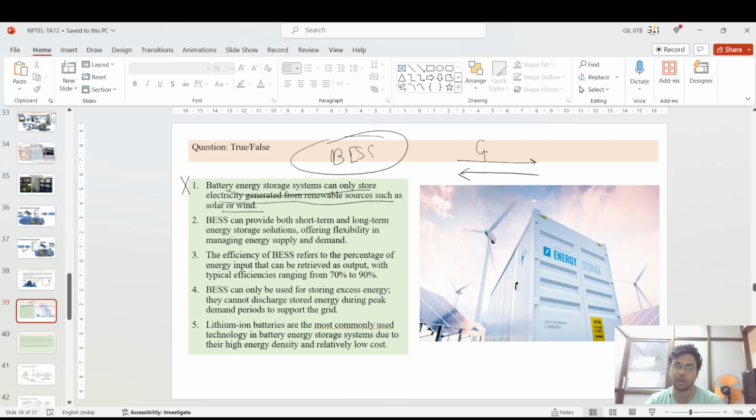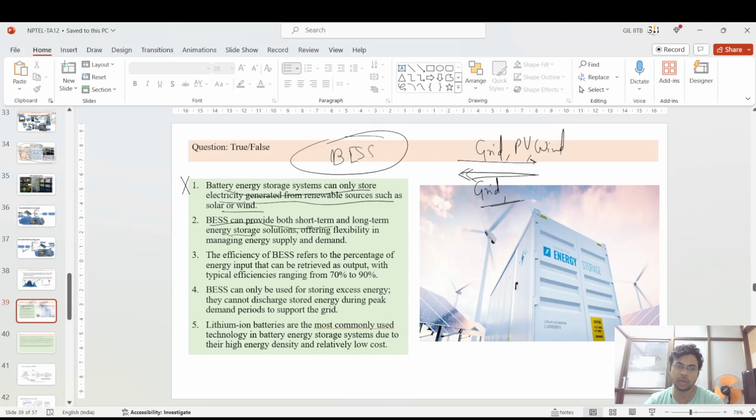Bidirectional power flow is possible in the battery itself. It can take power from the grid, from the PV, and from the wind, and it can also send power to the grid. So the first statement is false.